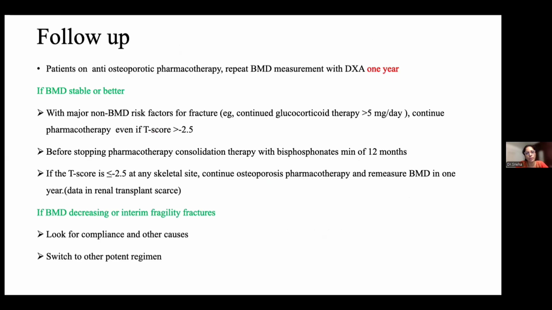And how to follow up if the patient is started on anti-osteoporotic pharmacotherapy? We repeat the DXA 1 year later. If the BMD is stable or better, but the patient still has a major non-BMD risk factor for fractures, like continued glucocorticoids more than 5 mg per day or other risk factors, then even if the T-score is better, you continue with the anti-osteoporotic pharmacotherapy. And if the T-score is osteopenic or osteoporotic at any skeletal site, then also we need to continue pharmacotherapy and remeasure 1 year later. If the BMD is decreasing or interim fragility fractures develop on treatment, then look for compliance and other causes, and switch to other potent agents.